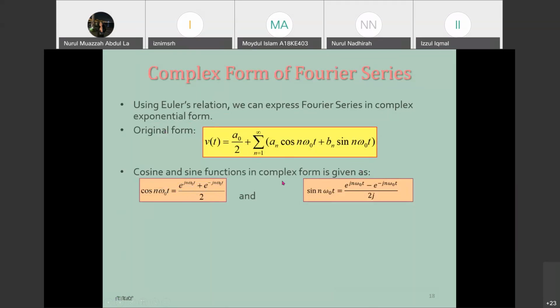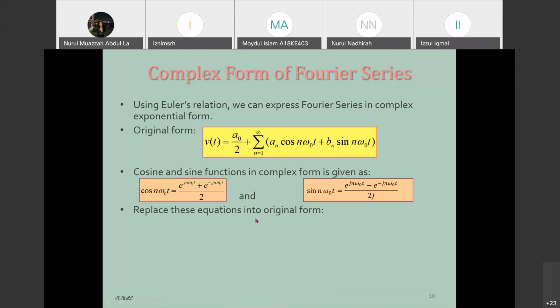How to represent this? You use the Euler theorem. So this is based on the Euler theorem. These two formulas are based on Euler's theorem. If in your notes there is a mistake in terms of positive, negative, please fix that. I think in your notes this is positive, so please fix that. So for cosine, it is plus. For sine it is negative, and then divide by 2j.